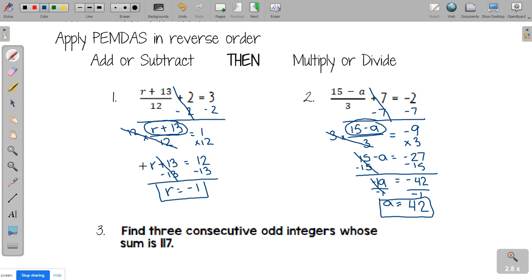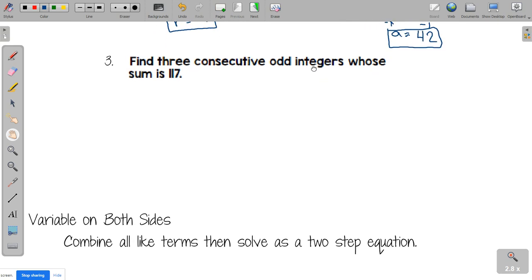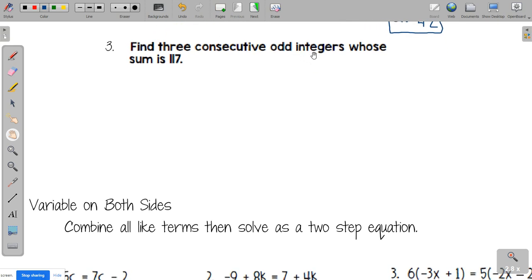Okay, let's look at number 3. We need to find 3 consecutive odd integers whose sum is 117. So, we need 3 numbers. Consecutive means they go in order, but they have to be odd. So, if we think of x as our first number, let's start from there.